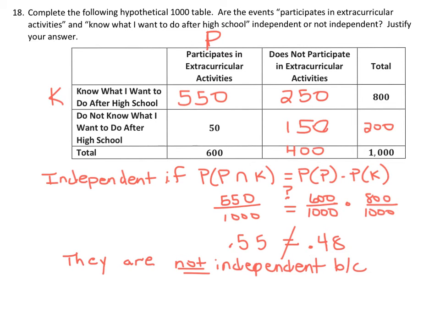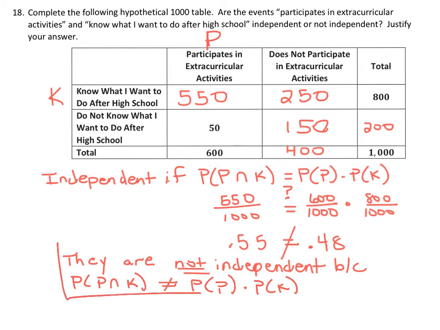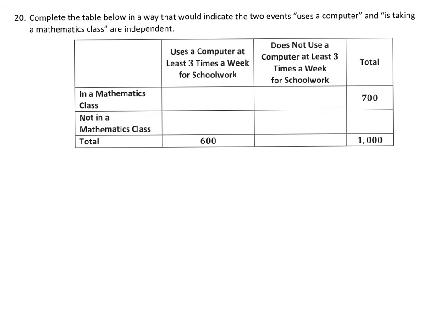And I'm just going to state the rule, and I'm just going to put a slash through the equal sign. So because the probability of P and K does not equal the probability of P times the probability of K. And by the way, if you wanted to use that other rule on the front of the page, you could just show that the probability of P given K does not wind up equaling the probability of P. So if you want to use a second rule, you'll also be able to see that these two events are not independent.